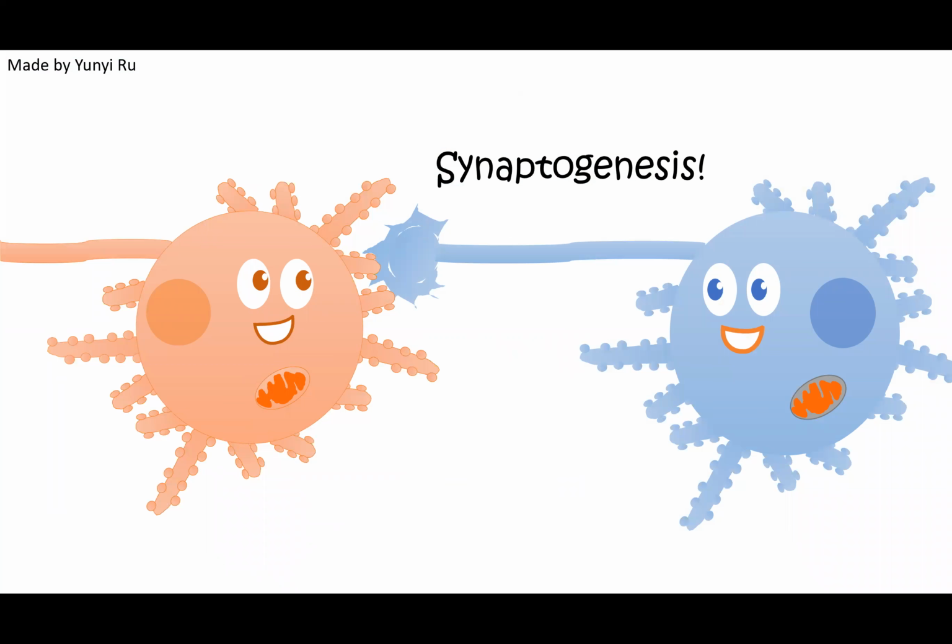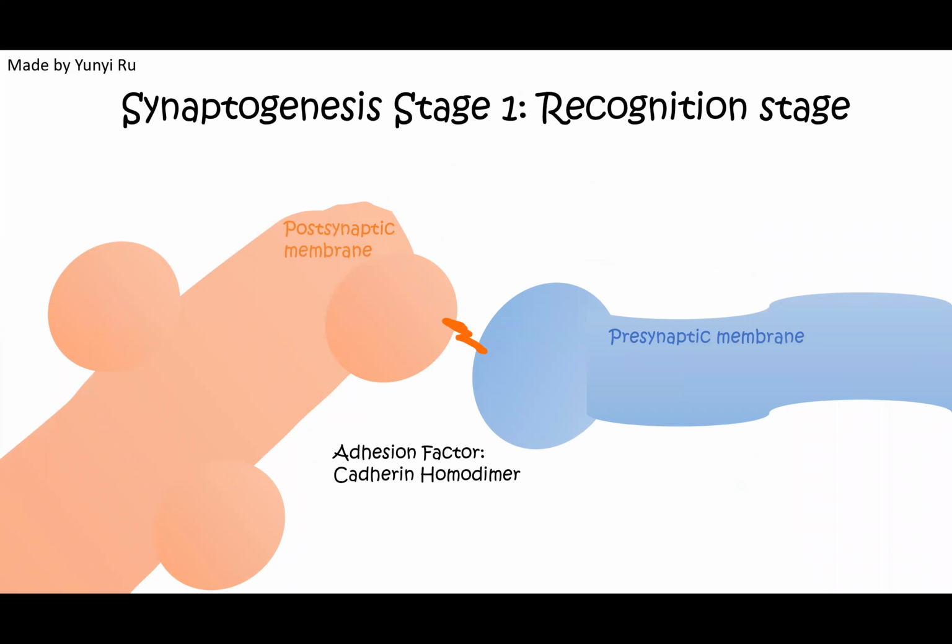As you can see, through axon guidance, I found my friend, Neurorange. My growth cone attached to its dendritic spine. The next step is synaptogenesis, to generate a synapse. There are 4 stages. First, the recognition stage, which involves cell-to-cell recognition and adhesion. Adhesion factors like cadherin homodimer are required in this stage.